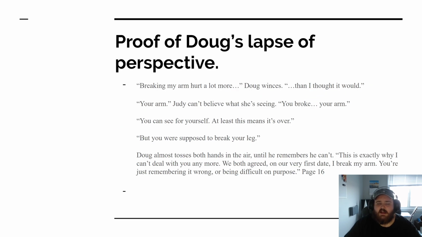And then we have the proof of Doug's lapse in perspective. As we see at the end of the story, page 16, Doug says, "Breaking my arm hurt a lot more." Doug winces. "Than I thought it would." "Your arm?" Judy can't believe what she's seeing. "You broke your arm." "You can see for yourself. At least this means it's over." "But you're supposed to break your leg." Doug almost tosses both hands in the air at the same time, until he remembers he can't. "This is exactly why I can't deal with you anymore. We both agreed on our very first date I break my arm. You're just remembering it wrong, or being difficult on purpose." That's from page 16.